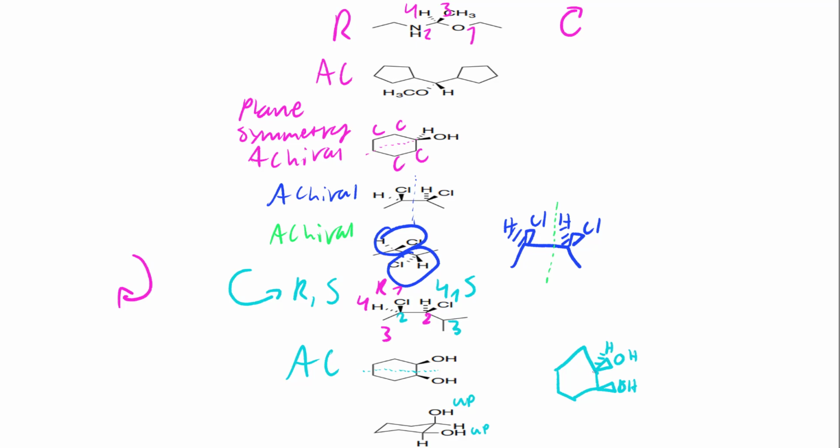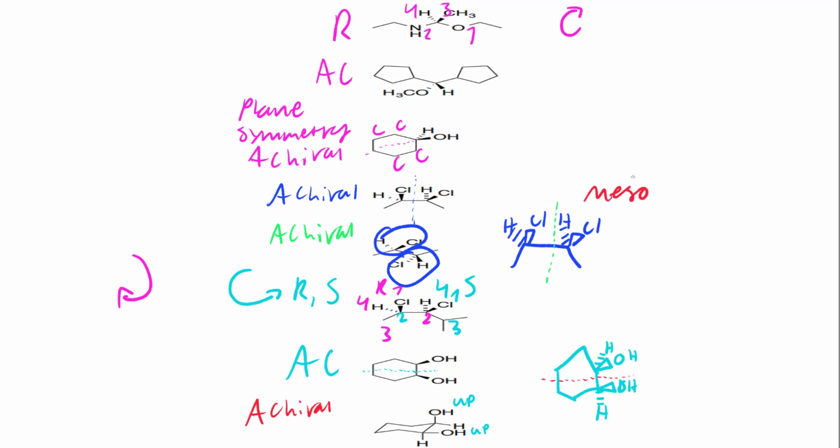Whatever is down is going to be in dashes, sorry, not wedge. So whatever's going downwards is going to be dashes, and whatever is going upwards is going to be a wedge. And you can see here, if you translate it, you're going to have a plane of symmetry. And so this is called a meso compound. It's also achiral. Right? So this right here is meso.